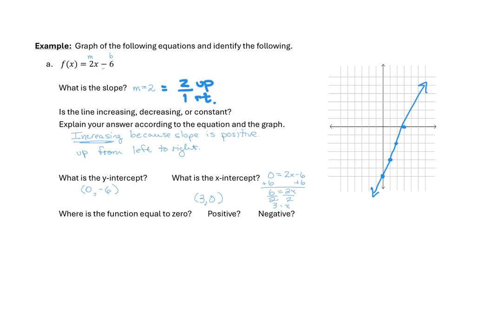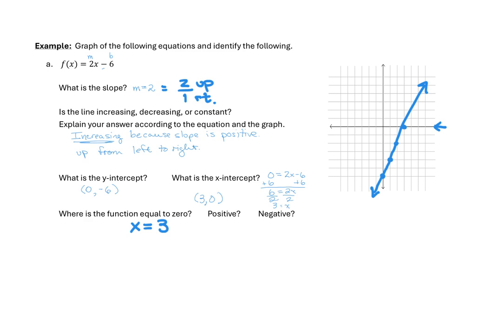All right. We also want to know where is the function equal to 0. So where is the y 0? Remember that equal to 0 means where is 2x minus 6 equal to 0. And so that is my x-intercept. Remember that we are not going to answer in terms of points. This is going to be when x equals 3, the function equals 0.